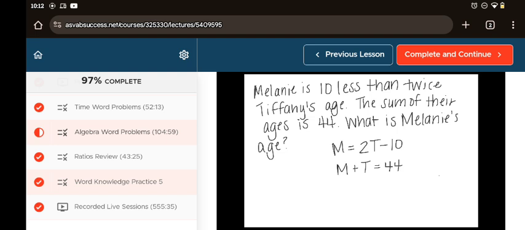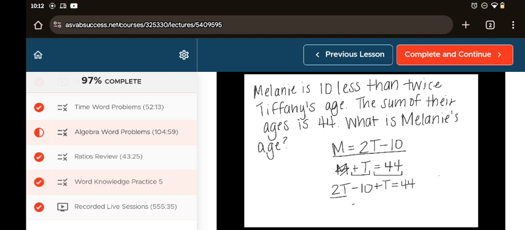Yes. Okay, perfect. So then here, what I want to do is combine these equations so that instead of having m and t, I can replace one of the variables in one of the equations, so I only have one. So I see here m equals this. So wherever I see an m, I'm going to replace it with 2t minus 10. And then I keep writing the equation, plus t equals 44.